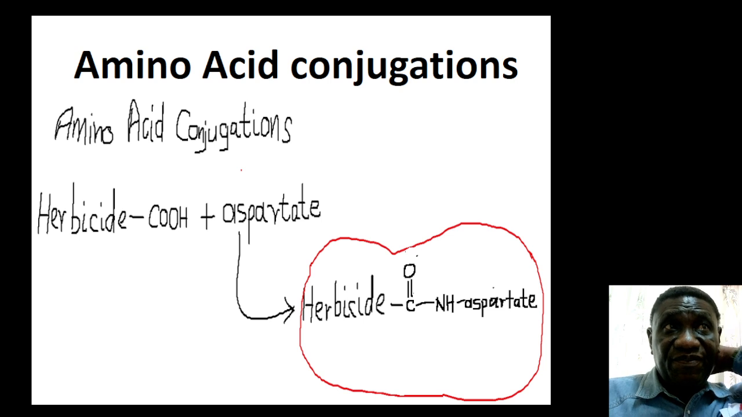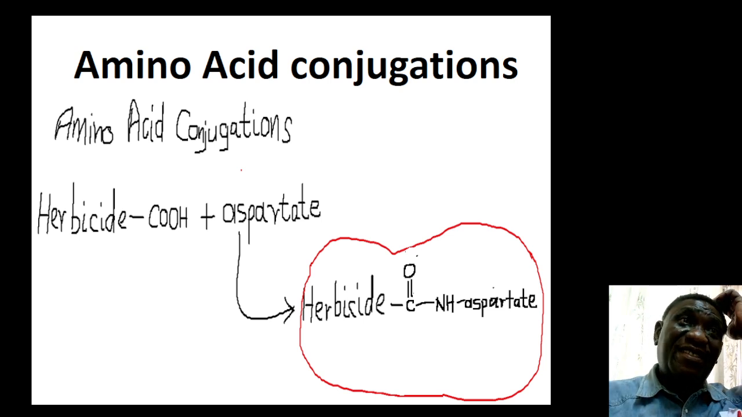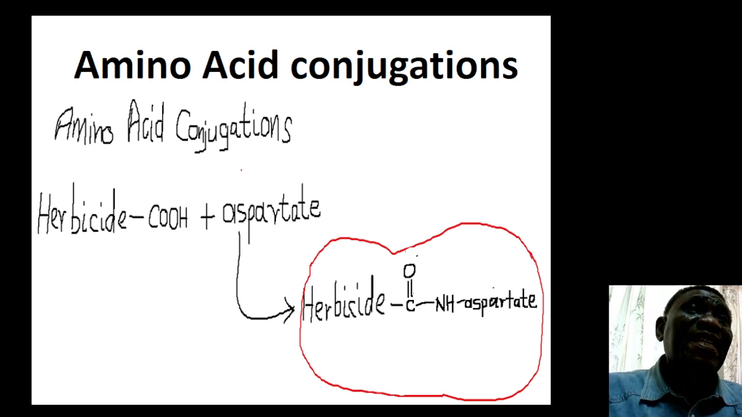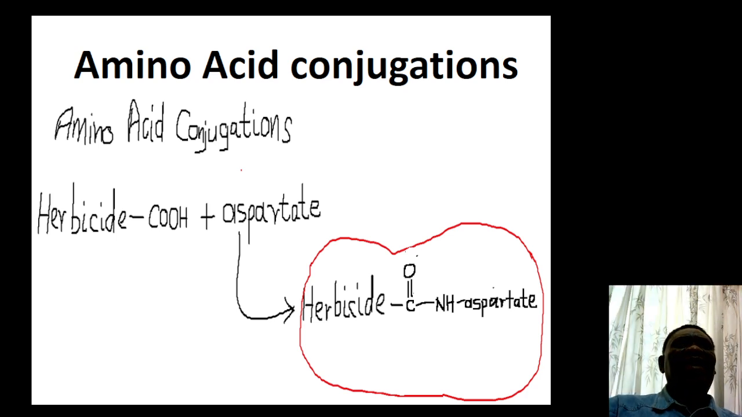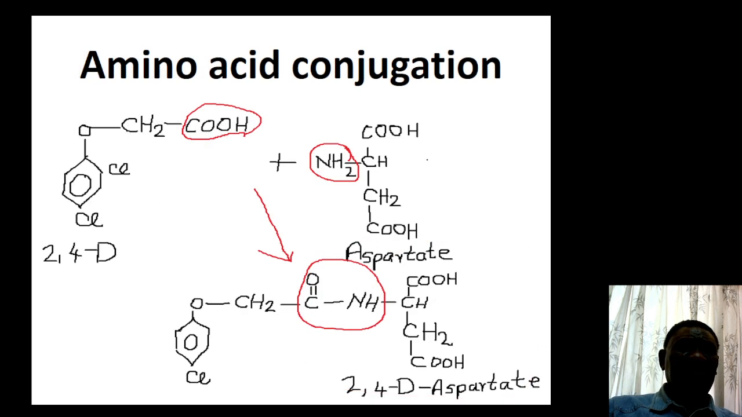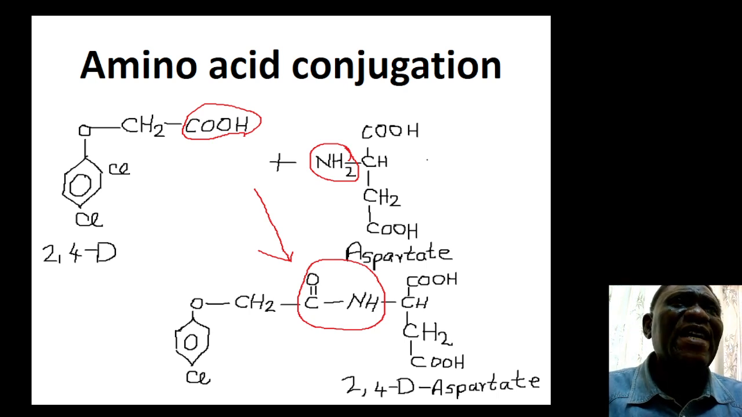Amino acid conjugations. We have the herbicide plus aspartate giving us the herbicide joined via the carbon to the NH part of aspartate. Then we have the oxygen there with a double bond, and the herbicide will have been fixed. Again, this can occur with the 2,4-D. It can combine with the aspartate, hence detoxifying it.